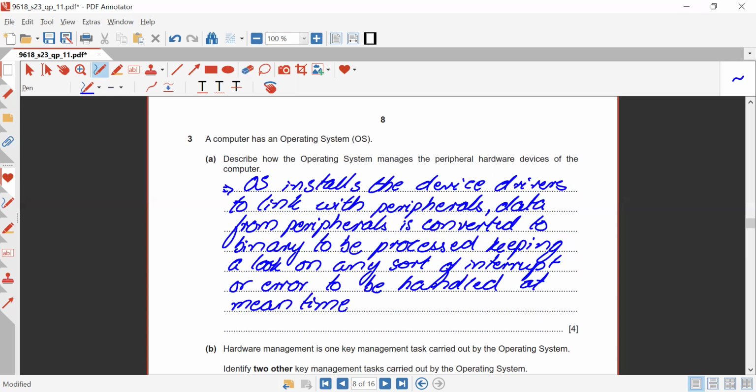So we do have to convert it, and we need to check that any interrupt or any runtime error should be handled at the same time. This could be the answer for this thing.